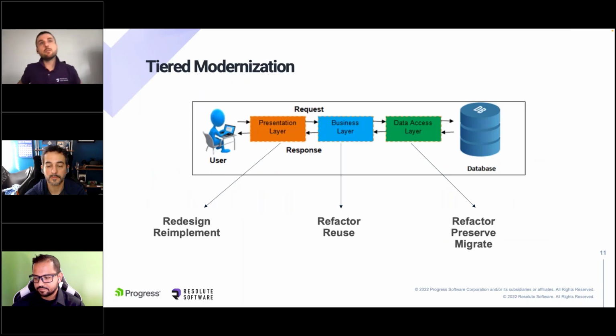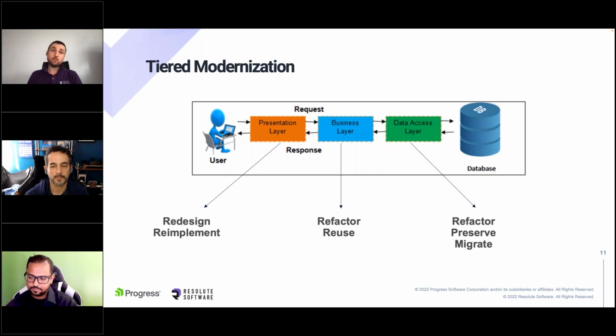Okay. So how do we go about modernizing a tiered application? Well, we do tiered modernization, where every layer or every tier in the system is approached differently with a different set of objectives. For example, the presentation layer is typically redesigned and reimplemented. I say typically because we want to change a lot on the UI side, maybe to make it responsive, maybe switch over to new device types and screen sizes. So we are most of the time talking about a redesign and reimplementation.